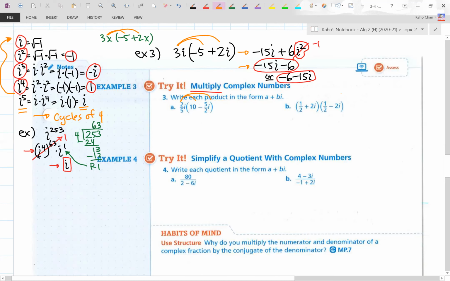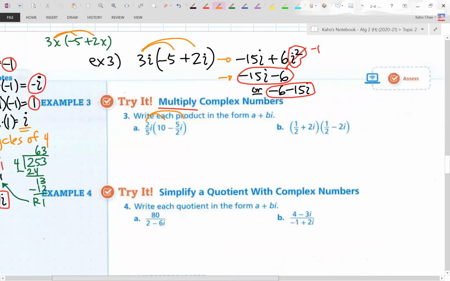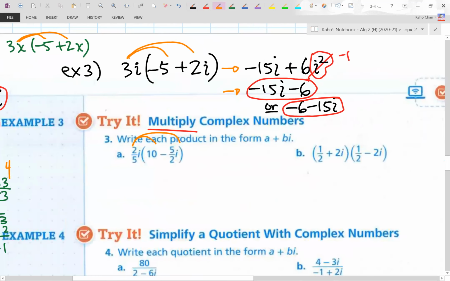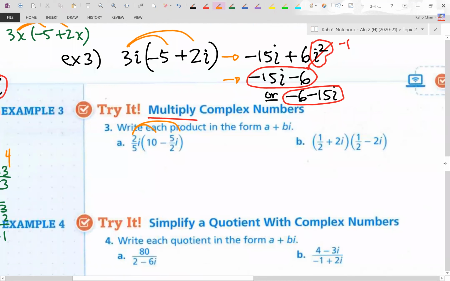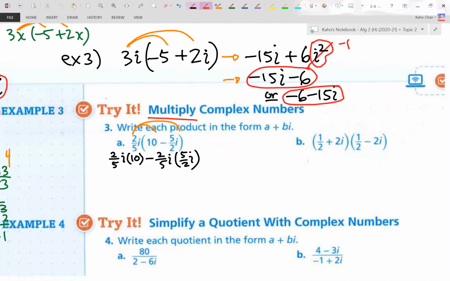And eventually, oh, whoa, 3b is a binomial times a binomial. That's a FOIL situation, isn't it? Okay, here we go. Zoom in a little more. We're going to distribute, multiply 2/5 times 10. Yikes. And of course, minus 2/5 i times 5/2 i. Watch out for those negative signs. Let's reduce. 5 goes into 10 twice. Right there, that'll give me 4i.